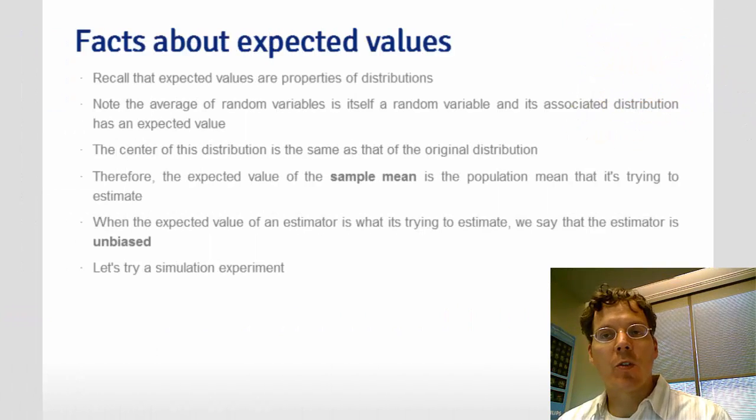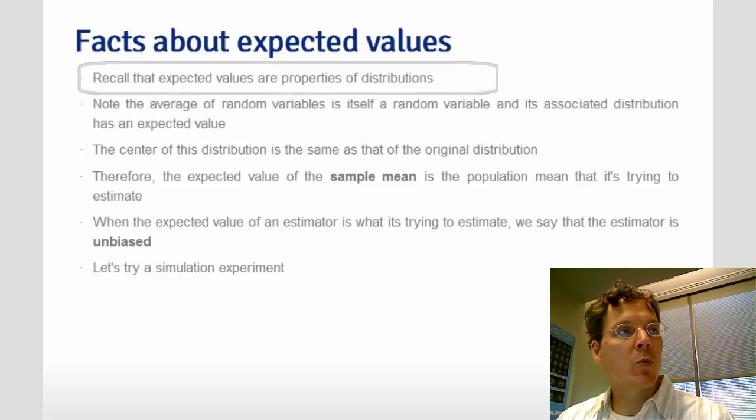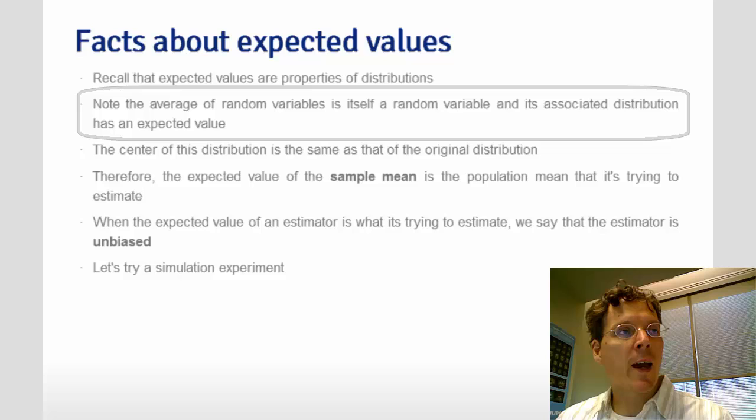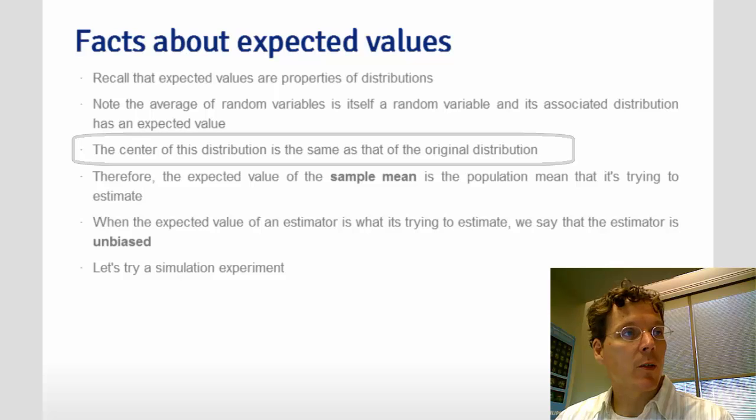I'd like to head more towards the real topics of inference. So let's cover some facts about expected values. First, recall that expected values are properties of the distributions. They're the center of mass of a distribution. Also notice that the average of random variables is itself a random variable. If I roll 6 dice and take their average, that is itself a random variable. I could repeatedly sample from it by repeatedly rolling the 6 dice and repeatedly taking the average. Because it's a random variable, it also has a distribution, and that distribution has an expected value.